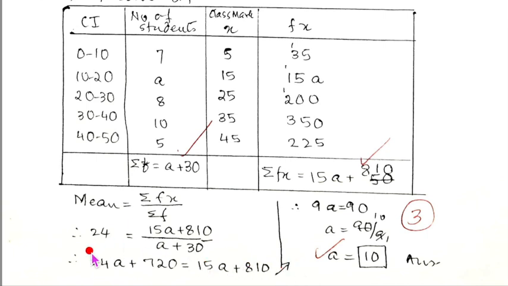Take all a's to one side, so 15a goes that side, it will be 9a on the left side, and 720 comes this side, it will be subtracted from 810, you will get 90, so a will be equal to 10. So you see, to get the correct total here is 1 mark, this total correct is 1 mark, and to compute this with a equal to 10, that is the third mark. That's how you get your 3 marks for this.